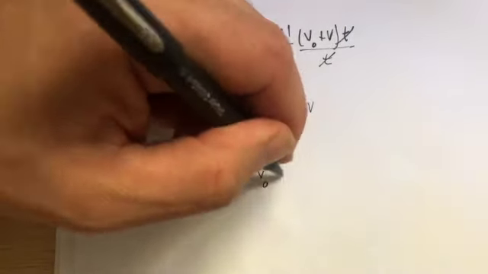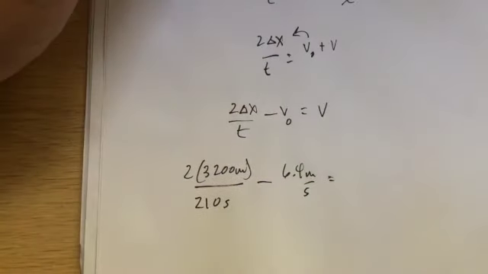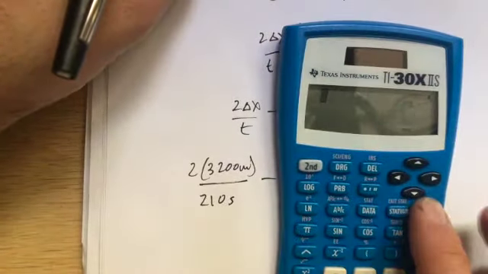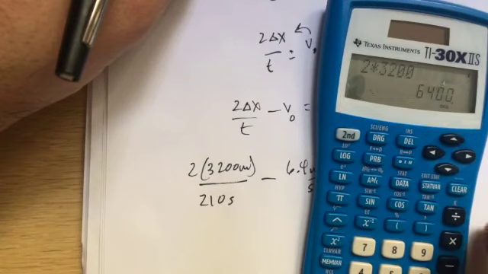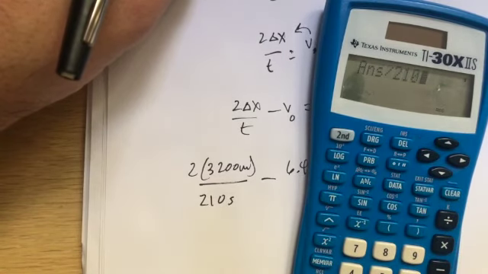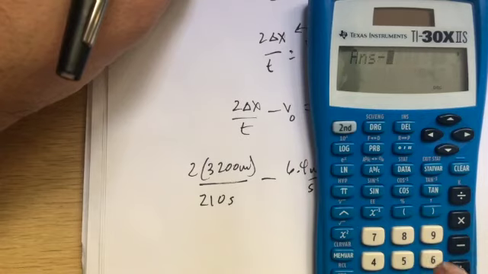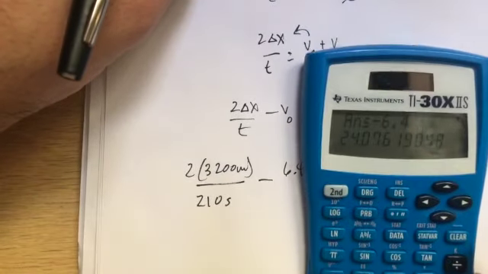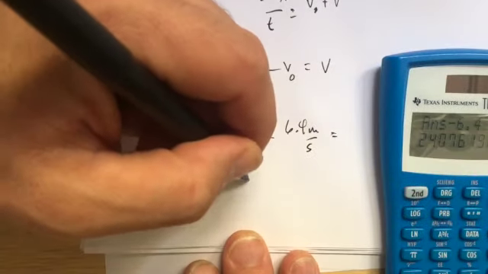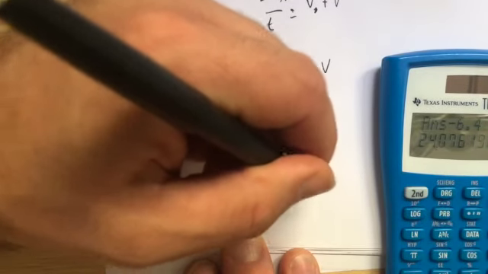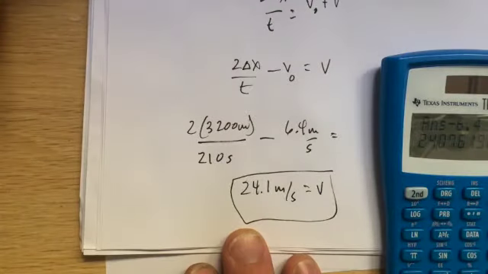So now it's time to plug in our numbers. 2 times 3,200 meters over 210 seconds minus 6.4 meters per second. All right, and then, again, I'll take out the calculator. 2 times 3,200 equals 6,400 divided by 210. I have to do that first. 30 minus 6.4 equals, and I get 24.1 meters per second for my final velocity.